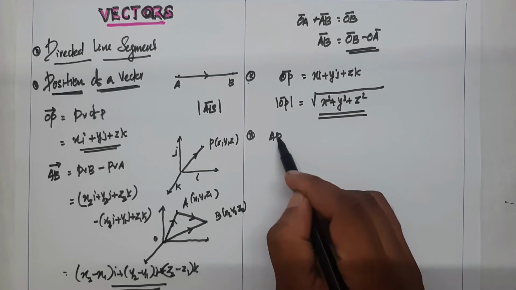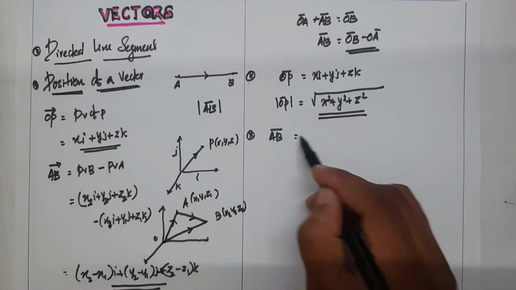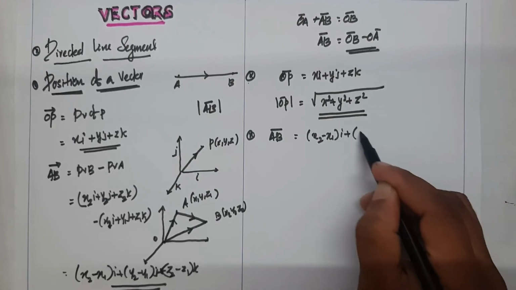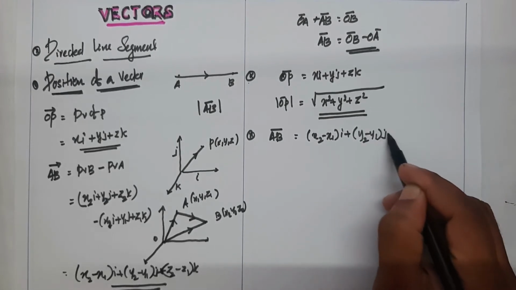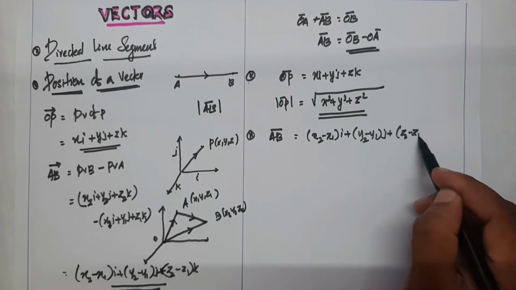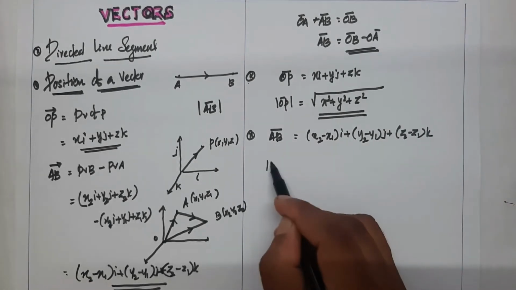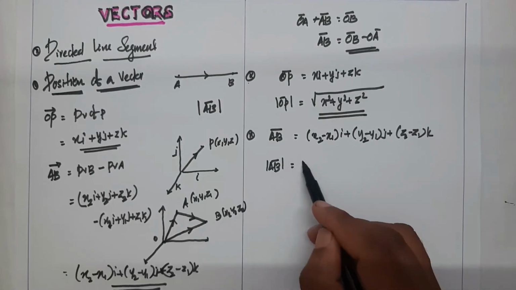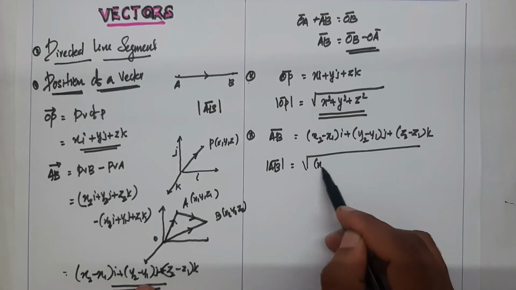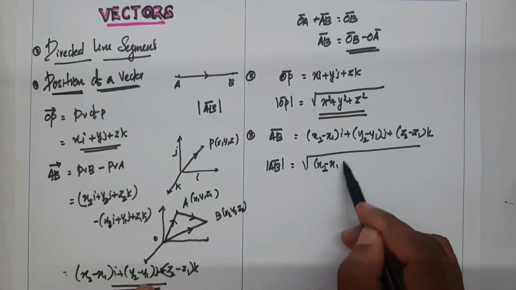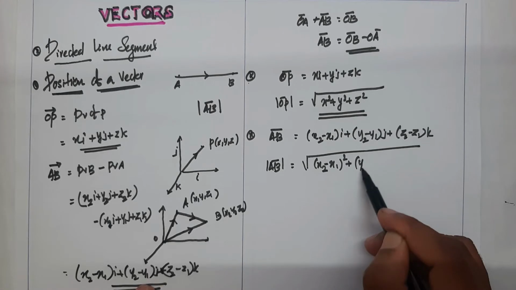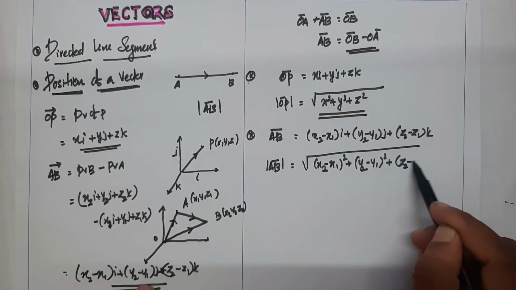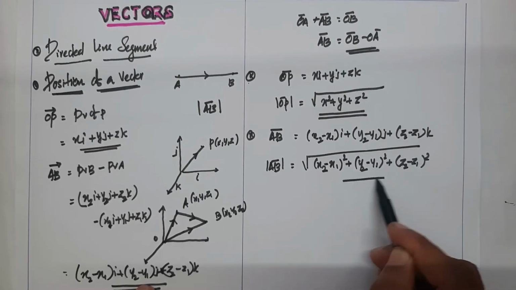Similarly, if vector AB, here A and B are already given, vector AB is already (x2 minus x1) into i plus (y2 minus y1) into j plus (z2 minus z1) into k, and therefore modulus of AB, the magnitude of this vector AB, is equal to square root of x coefficient square, that is (x2 minus x1) the whole square, plus j coefficient, that is (y2 minus y1) the whole square, plus (z2 minus z1) the whole square.